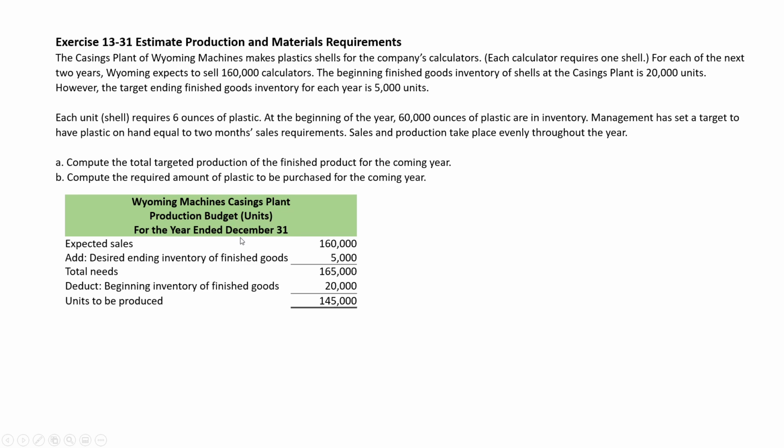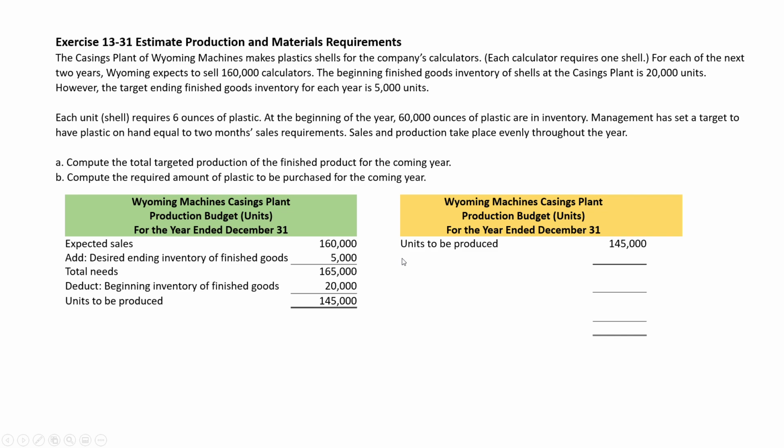Now, there's a second part to this particular problem, and it asks us how much plastic do we need to purchase in order to fulfill those production needs. And I go back to the scenario and it tells us each shell requires 6 ounces of plastic. Again, a logical starting point is I'm producing 145,000 shells. Each one requires 6 ounces, so I need 870,000 ounces. So let's rush out and buy that. But again, make that consideration.